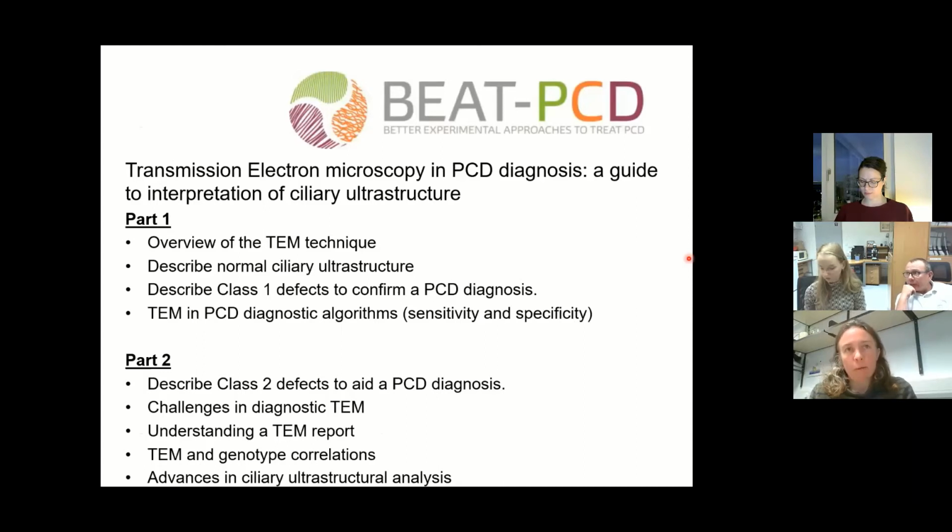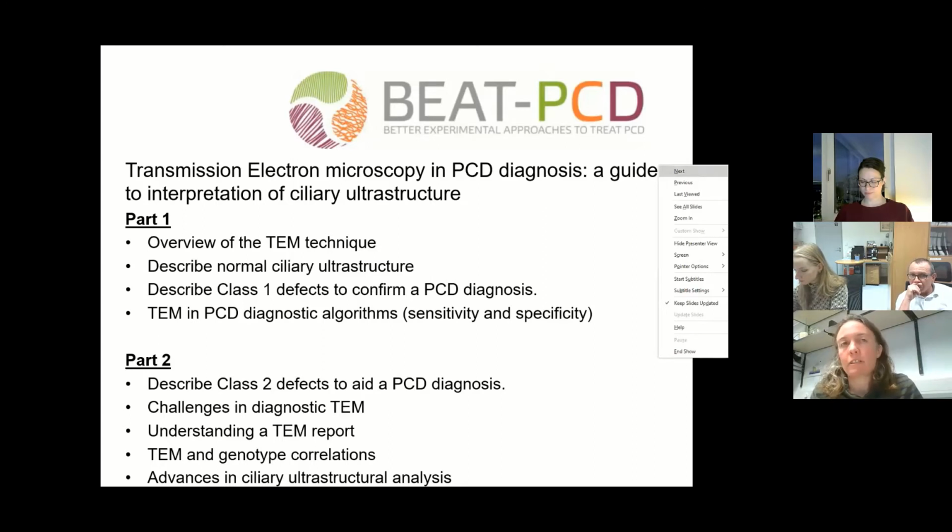So that's the end of part one: the overview of the EM, the description of normal ciliary ultrastructure and the class 1 defects, and how EM fits into the diagnostic algorithms. In the second part, I'm going to go on to talk about the class 2 defects, where electron microscopy, instead of being a diagnostic test on its own, needs to work in conjunction with all of the other tests: the genetics, the high-speed video, the immunofluorescence, the nasal nitric oxide, or whatever tests you have available at your centre. But I think EM within that context can be extremely helpful to add evidence that PCD is the cause of the patient's symptoms.